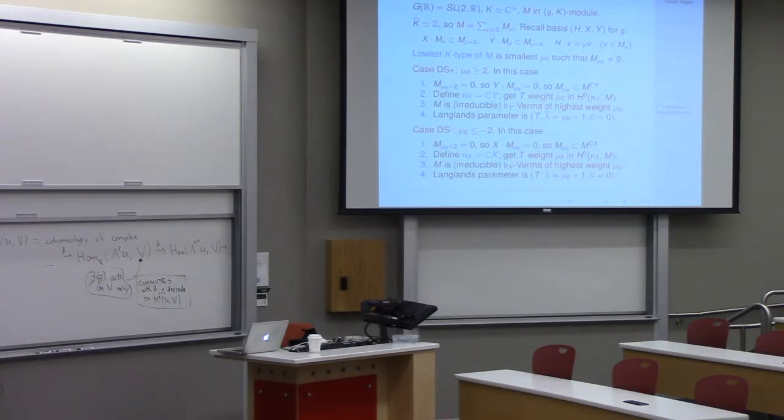In this ds plus case, this mu naught minus one belongs to 1, 2, 3, 4, like that. And in this ds minus case, this mu naught plus 1 belongs to minus 1, minus 2, minus 3. Like that.